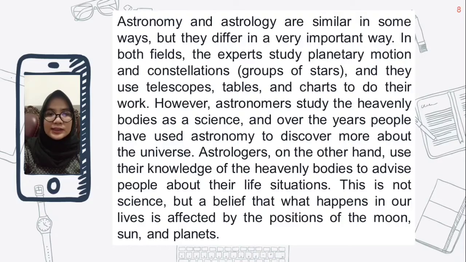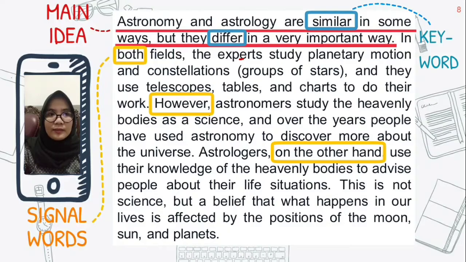So, can you find the keywords? Yes, the keywords are similar and differ. Thus, the main idea is in the first sentence. Astronomy and astrology are similar in some ways, but they differ in a very important way. This means the paragraph is a comparison instead of a contrast. And then the topic is astronomy and astrology. And then the signal words or phrases for the supporting facts and ideas are both, however, and on the other hand.